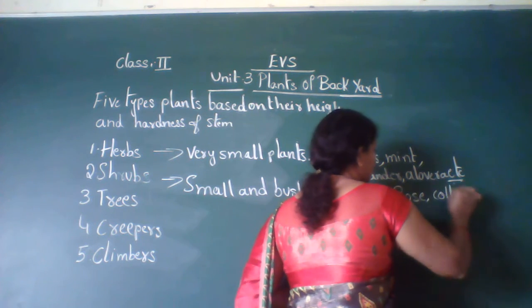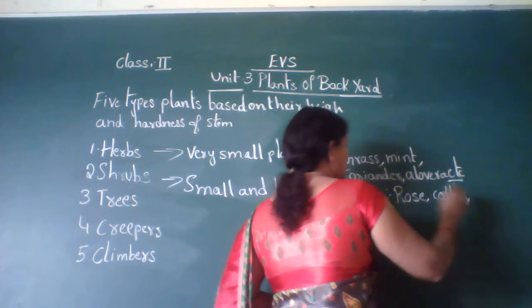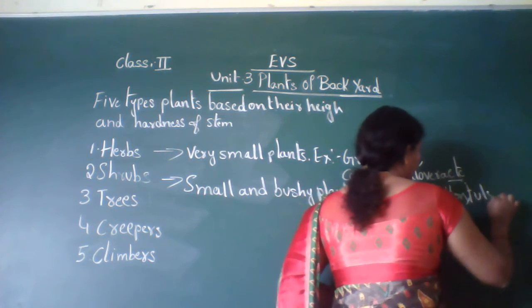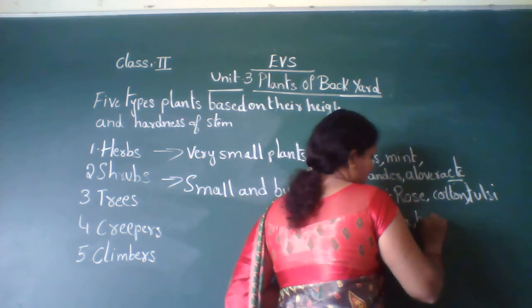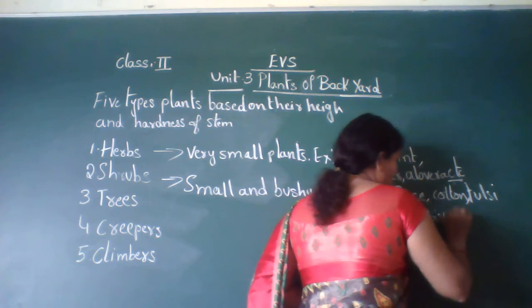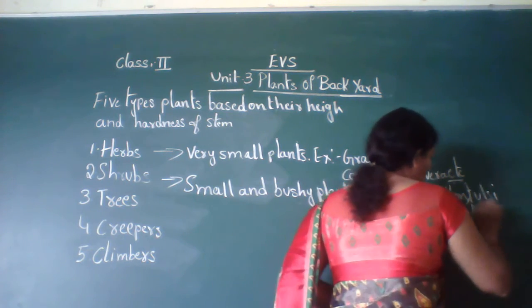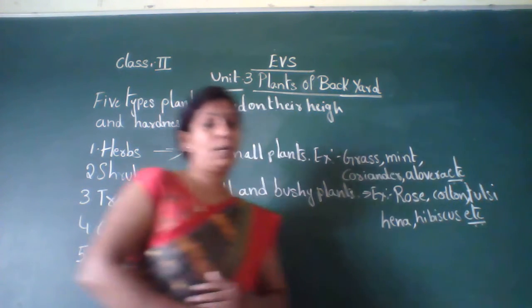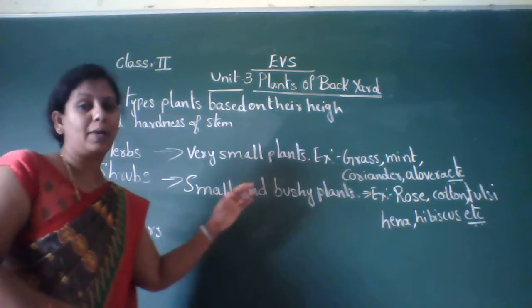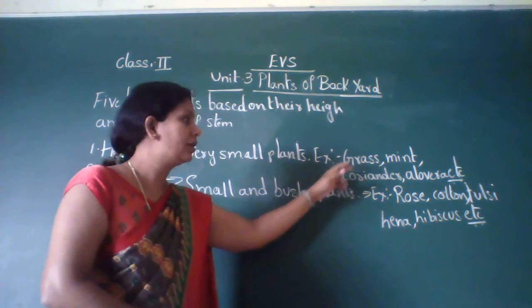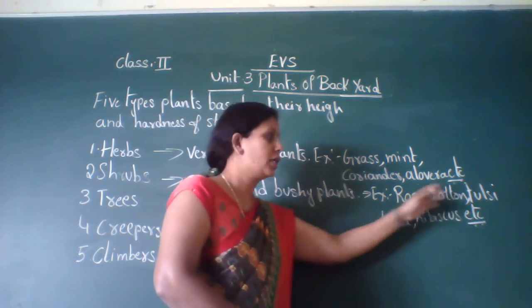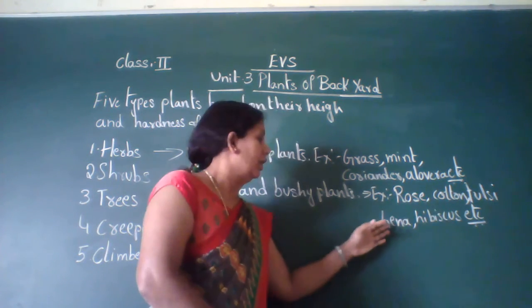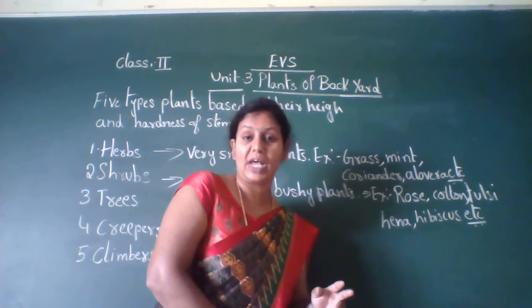cotton, tulsi, henna. Henna means mehendi. Hibiscus, jasmine, marigold. See, observe these plants children. So you compare the plant grass, mint, coriander and aloe vera with rose, cotton, tulsi, henna, hibiscus, jasmine, marigold.